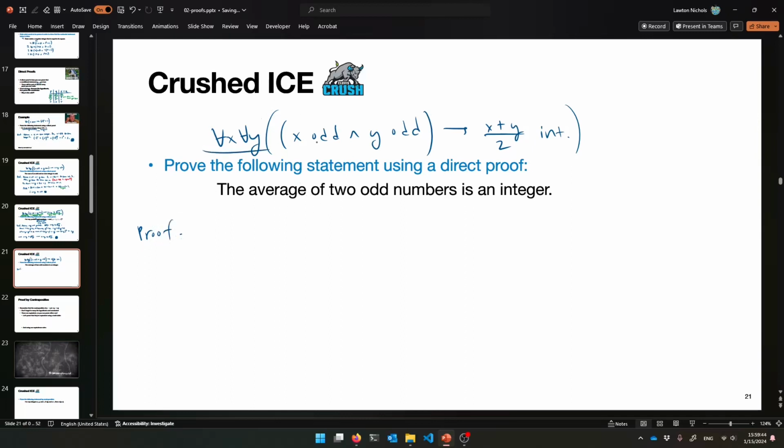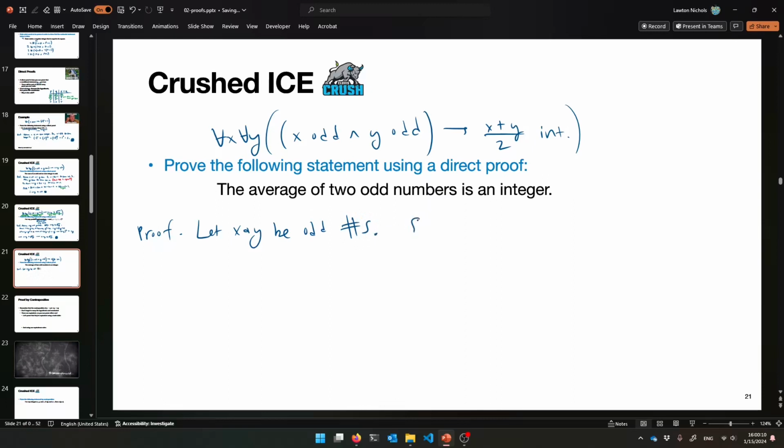We have to introduce these variables and also assume the hypothesis. So assume x and y are odd integers. Another word for assume is let. It's less writing. So let x and y be odd integers. Odd numbers. They're both integers.